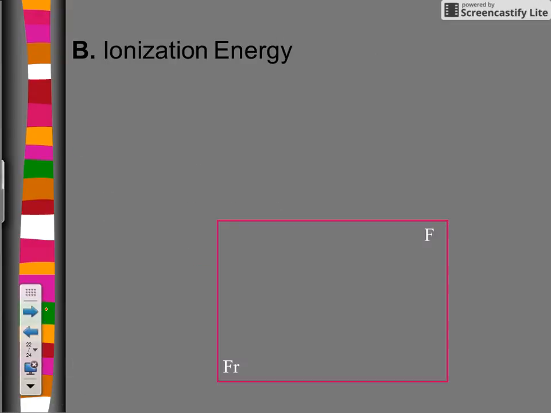Now our next trend is called ionization energy. And so I will often abbreviate this with an I and an E for short. So if you see that, I'm talking about ionization energy.